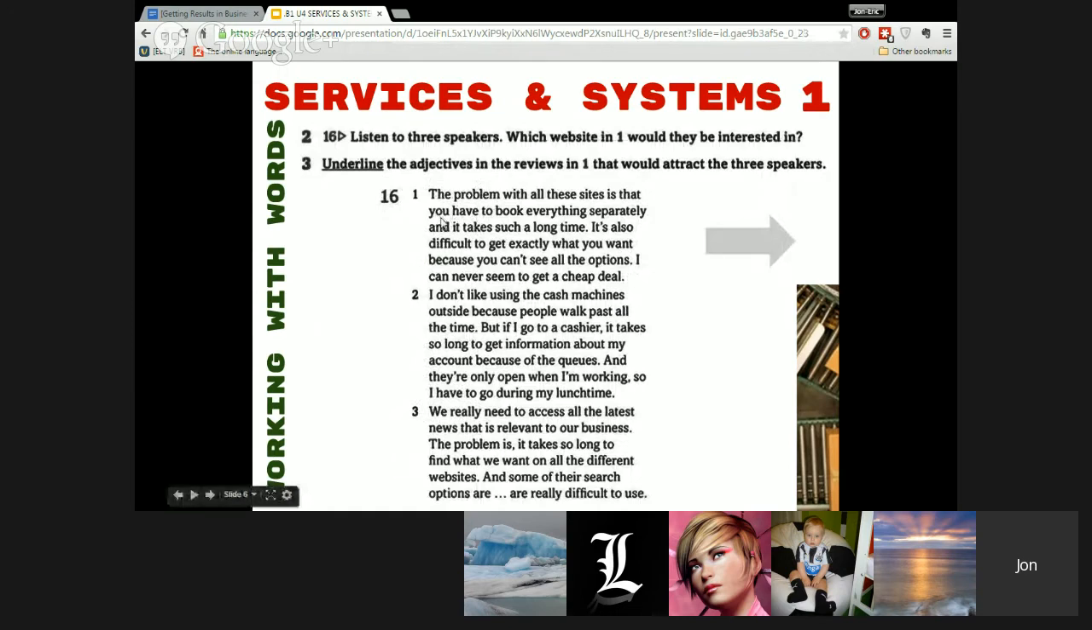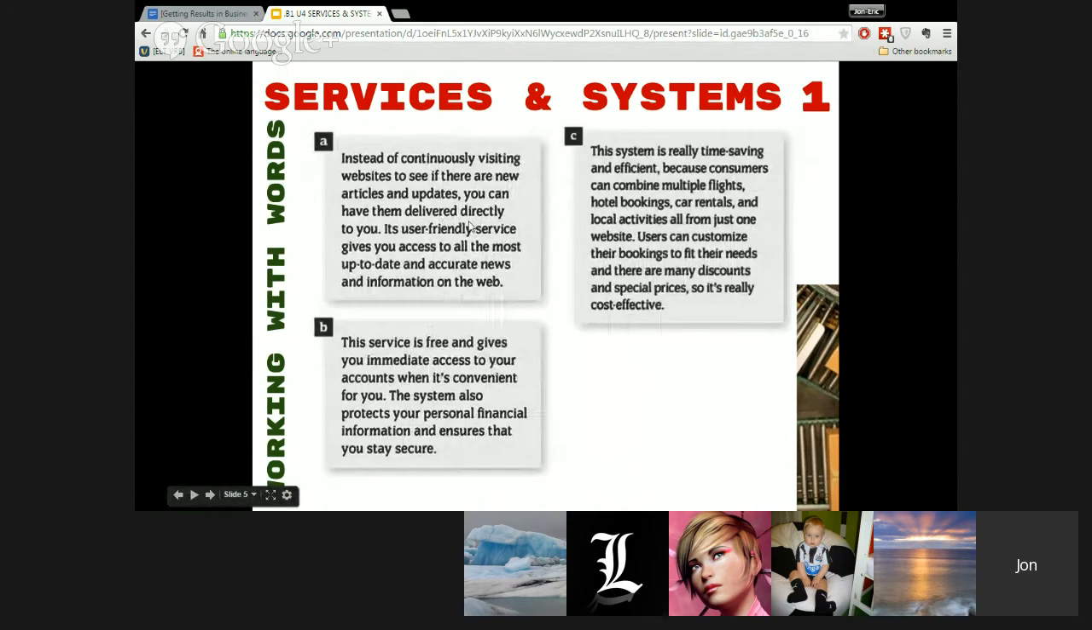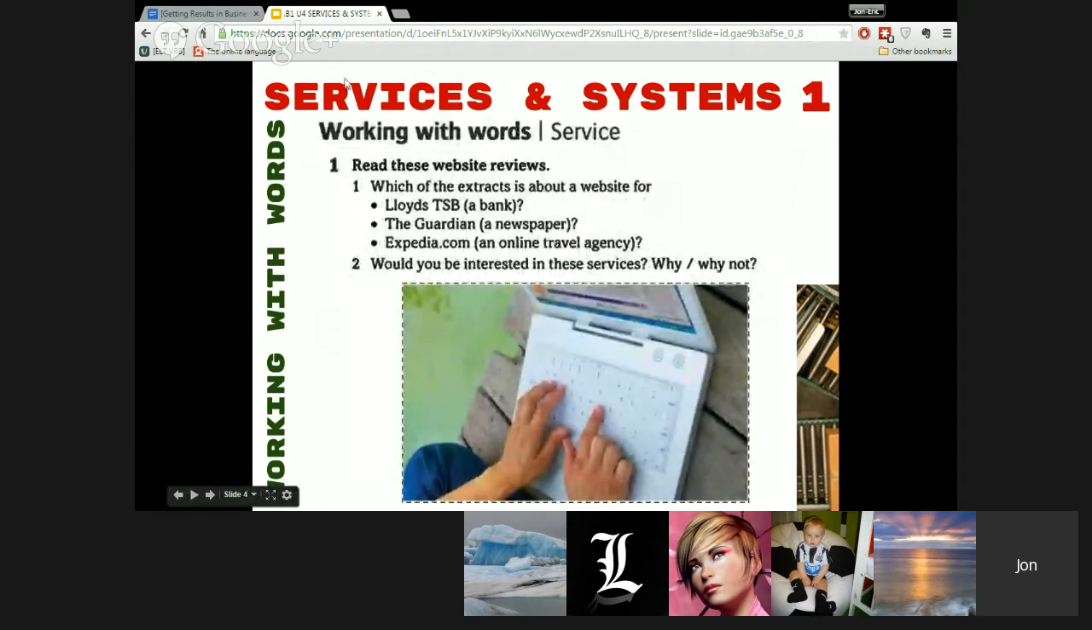Let's go back here for a second. Yes, this slide is a little bit strange. So what you're going to do here is you're going to do a short listening first, really short. We're going to analyze the language, and then you are going to give a suggestion for a service based on a problem that you have to deal with. Okay? So here's what we're going to do.